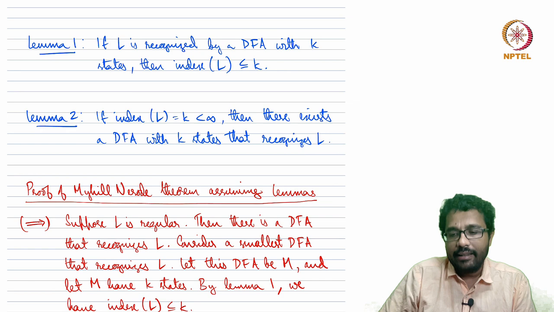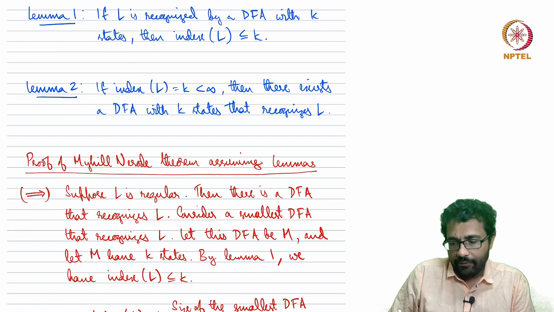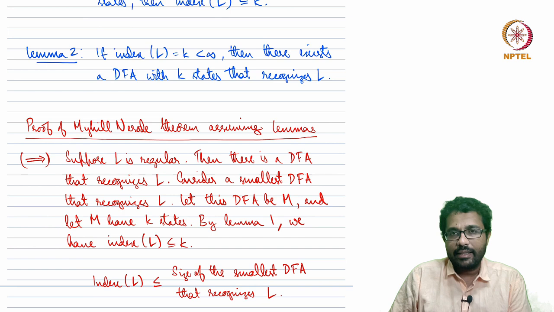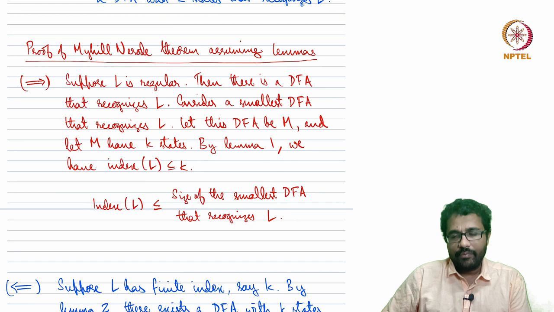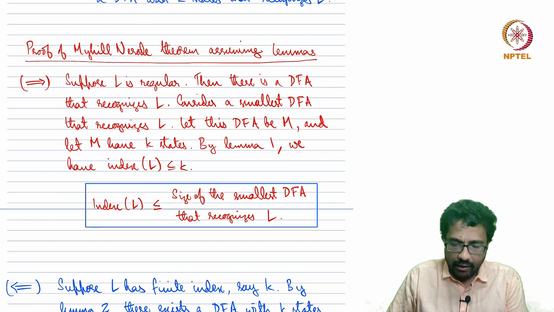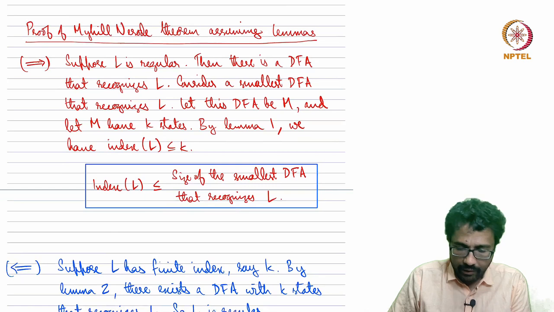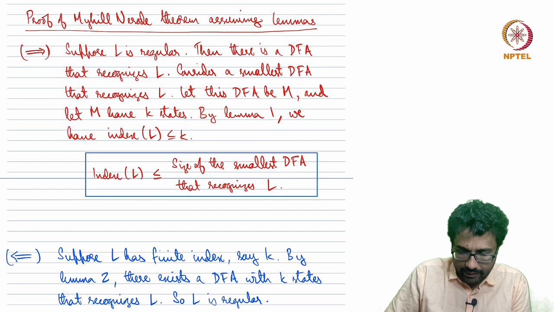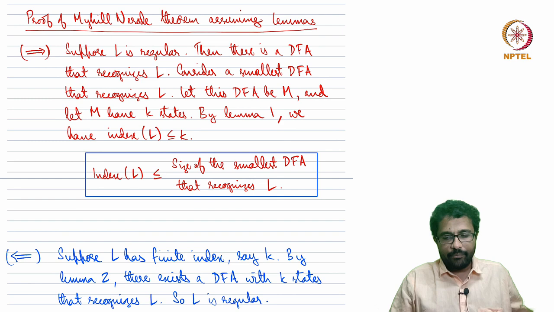The same thing holds in general: if the DFA M has k states, lemma 1 implies that the index is at most k. So that's what we wanted to show. If it is regular, then the index is upper bounded by some finite number. And further, we have that the index is at most the size of the smallest DFA that recognizes L. It could be smaller, but at least we know that the index is not more than that.